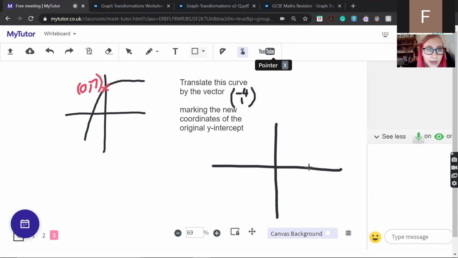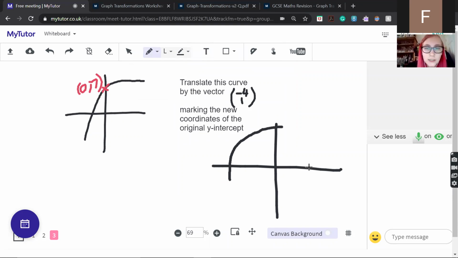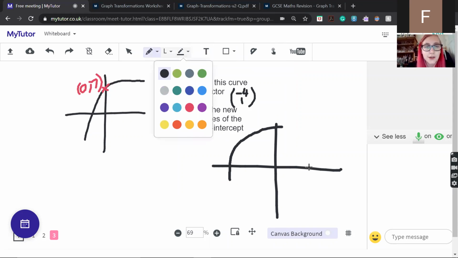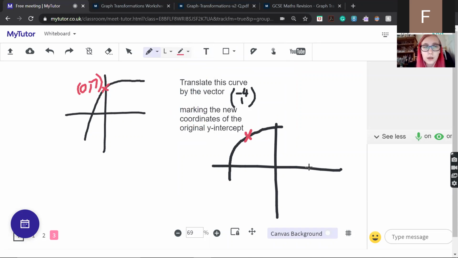So we know that it will look a bit more like this. So it will go up 1 and shift to the left quite a bit, so it looks like that. Now, where's that point 0, 7 gone? Well, it's gone 4 places to the left along with the rest of the curve. So that puts the x value at -4, because it was 0 and now it's gone 4 places to the left.